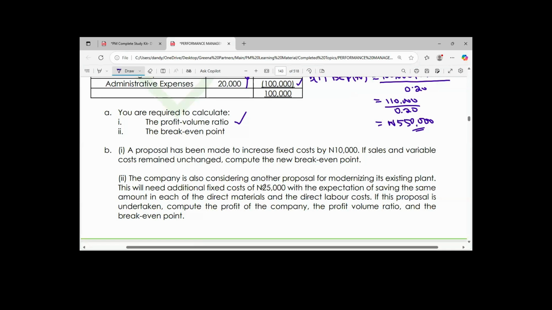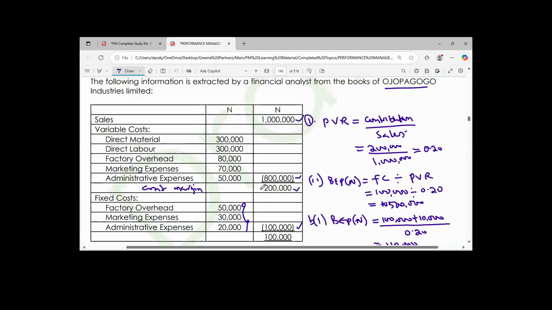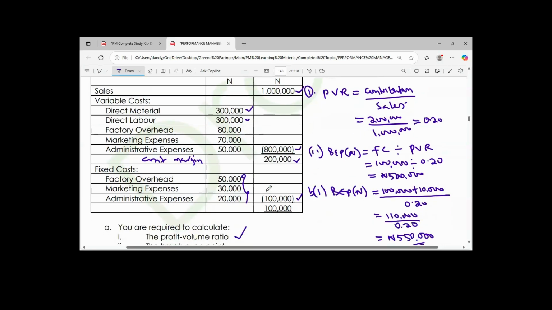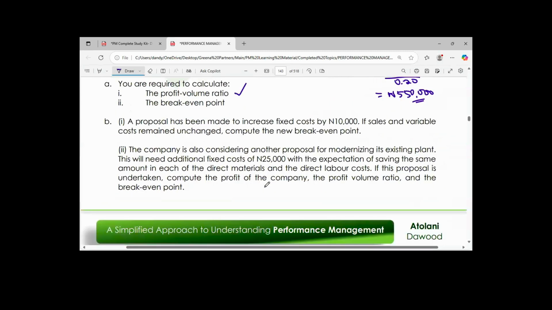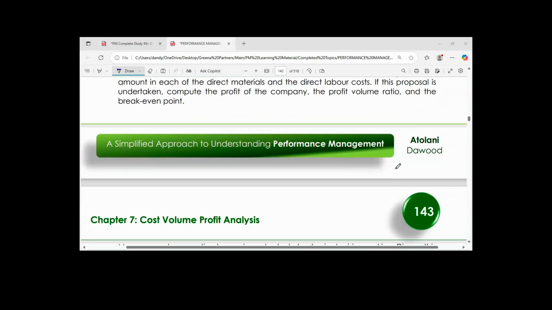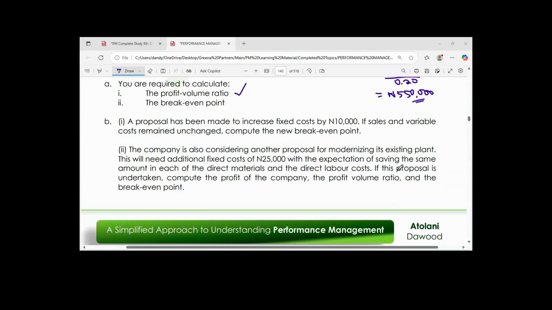However, it is expected that they are going to save the same 25,000 on direct material. According to this question, direct material cost is 300,000. Therefore, 300,000 minus 25,000 gives us 275,000. We're also going to save 25,000 naira from direct labor cost. Therefore, 300,000 minus 25,000 is 275,000. That's what you are going to do. Sorry about that. The first thing you are going to do is prepare a revised income statement that will show the profit based on the change.